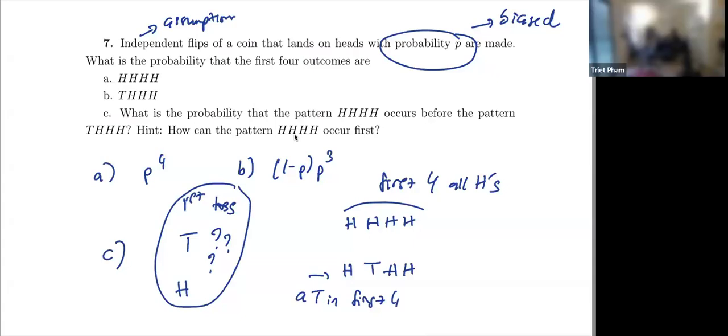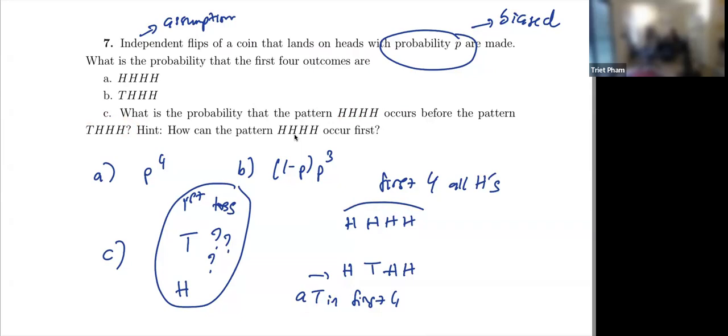First of all, don't confuse the number with the event. The number is p to the fourth, which is the probability the first four are all heads. The events we're interested in here are several: the event that this comes before that, and also the event that the first four are all heads. The numbers don't come in here at all.